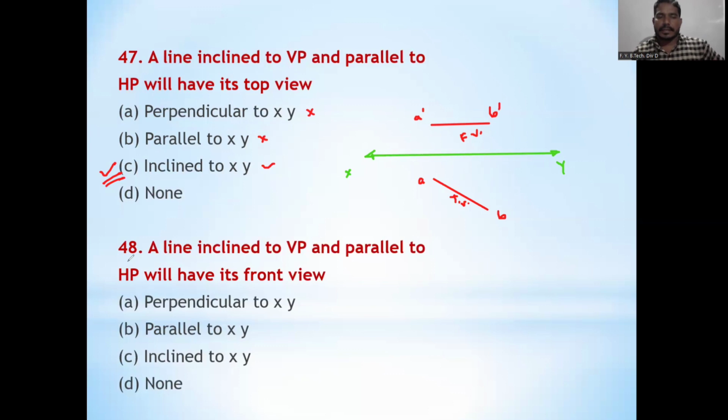Now next, 48th: a line inclined to VP and parallel to HP will have its front view. The same case is there again. We know this, and we are able to see here that the front view is parallel to XY. We'll check out the options. Perpendicular to XY, no. Parallel to XY, it's correct, so option B will be correct here. Inclined to XY, no, because inclined to XY is its top view. So here option D is correct.